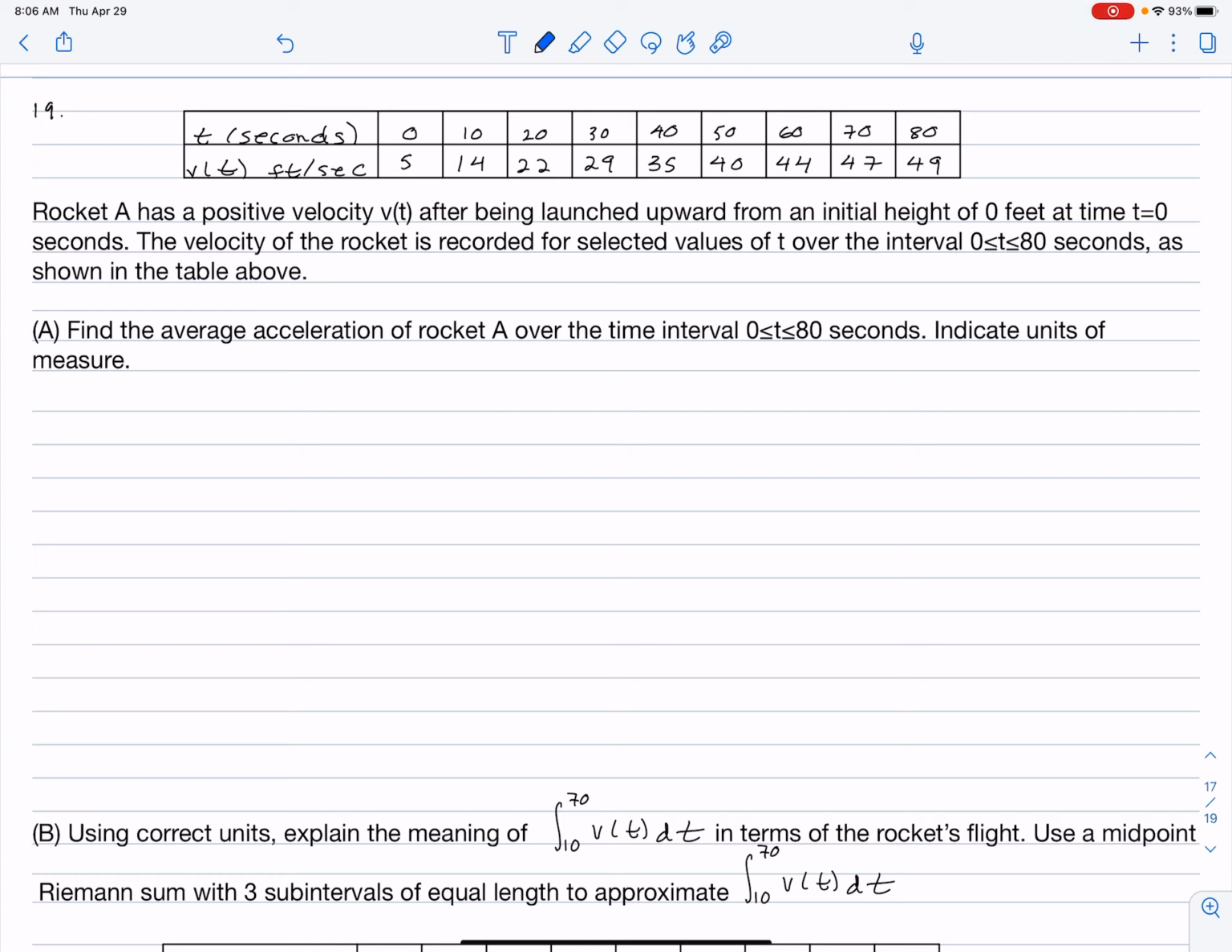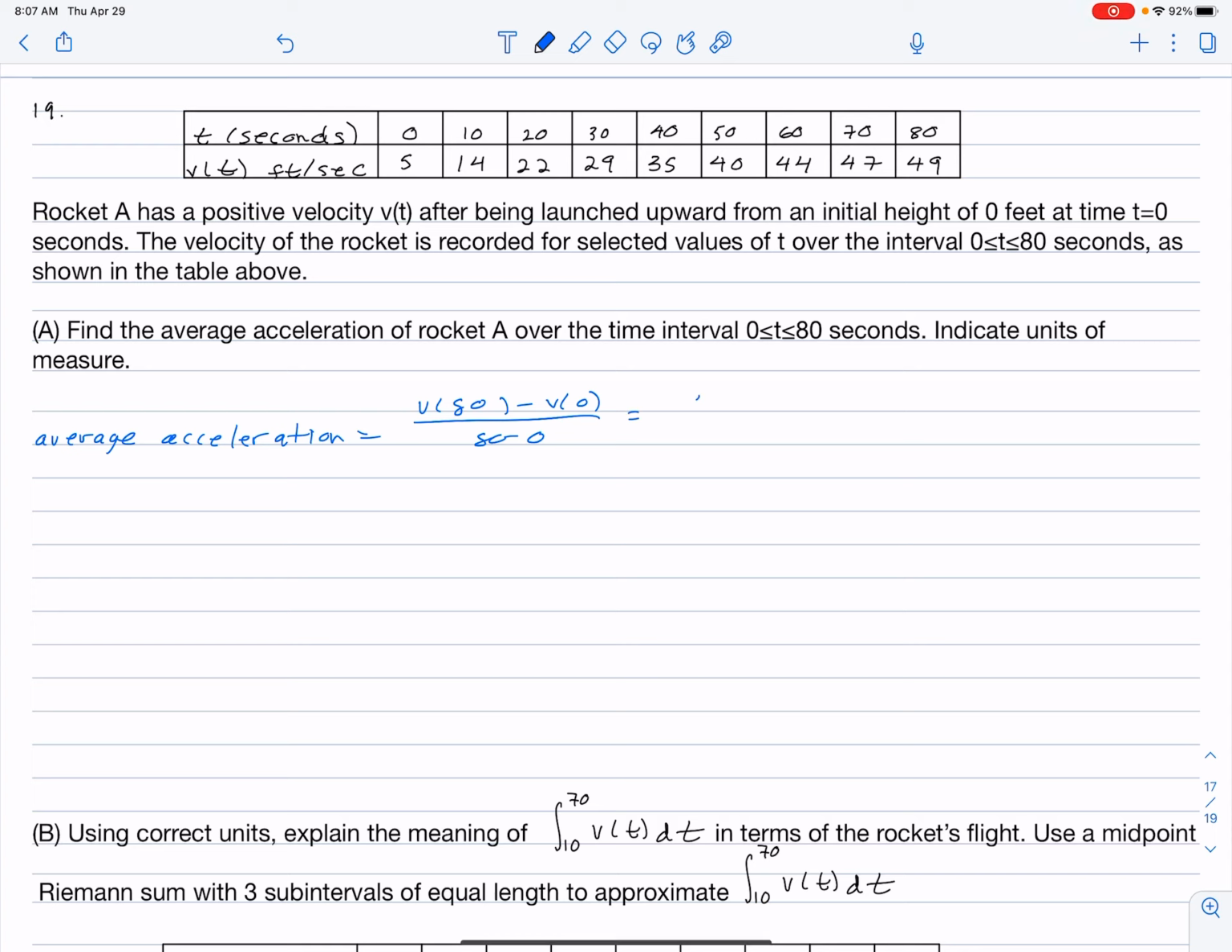Find the acceleration of the rocket over time 0 to 80. So we're looking at the acceleration. They gave us a velocity, so we're going down one, thinking derivative-wise. In this case, though, it's not a derivative, because we're looking at the average acceleration from time 0 to 80. So the average acceleration is going to be equal to v of 80 minus v of 0 over 80 minus 0. Basically, the average acceleration is just the slope of the line from these two endpoints.